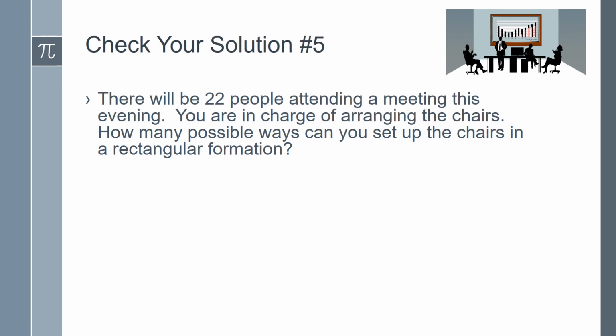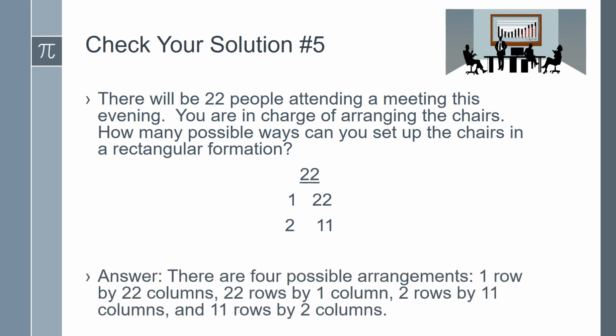The factor pairs of 22 will represent the possible arrangements of the chairs in rows and columns. The factor pairs of 22 are 1 times 22 and 2 times 11, so we know that there are 4 possible arrangements: 1 row by 22 columns, 22 rows by 1 column, 2 rows by 11 columns, and 11 rows by 2 columns.